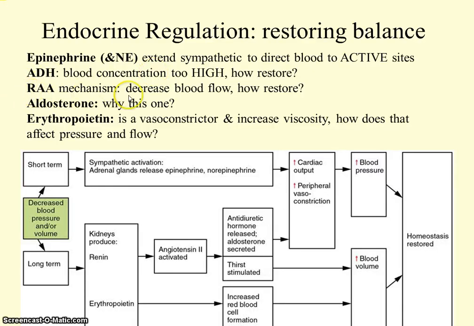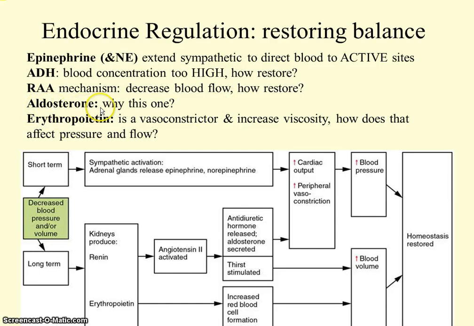The RAA, which we'll talk about also again in the urinary chapter, this is when there's a decrease in blood flow, as sensed in the kidneys. The angiotensin is a powerful vasoconstrictor, and this is going to cause an increase in blood pressure, because if you increase resistance, you increase blood pressure, and when blood pressure goes up, you should restore some of the flow.